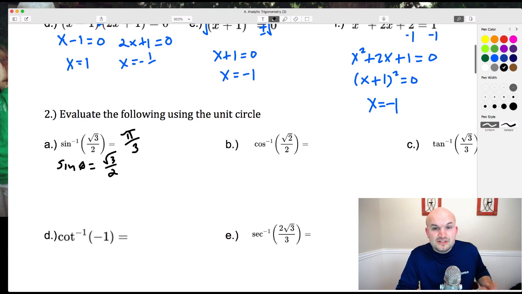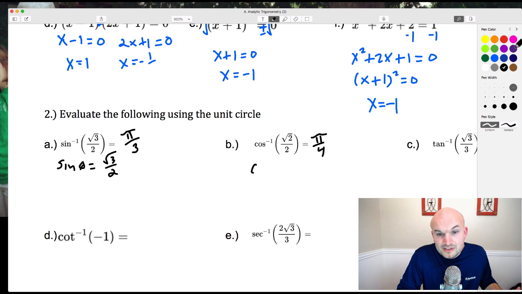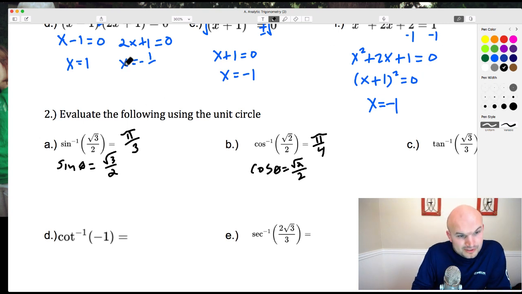Now, when is the cosine inverse equal to the square root of 2 over 2? I'm not going to scroll back down, but once I do, you can obviously see that this angle is just going to be pi over 4. Again, this could be looked at as cosine of what angle equals the square root of 2 over 2? And that angle is pi over 4.